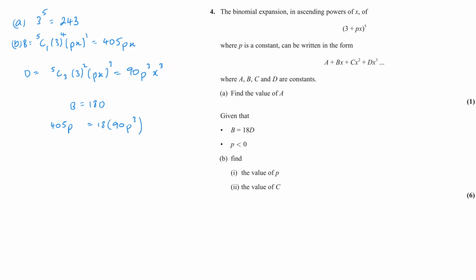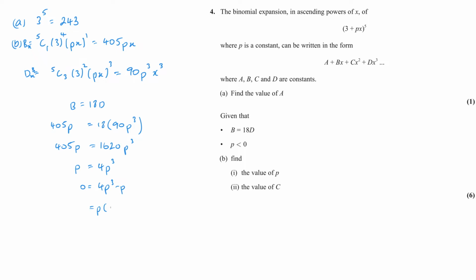Because this is up here, this is bx and this is dx cubed. Yeah, so we can take the x out of this and the x cubed out of this. So 18 times 90 is 1620p cubed, 405p. Now dividing by the 405 we get p equals 4p cubed minus p.